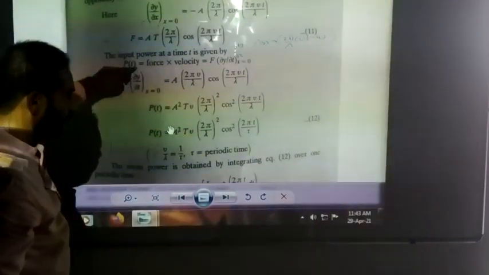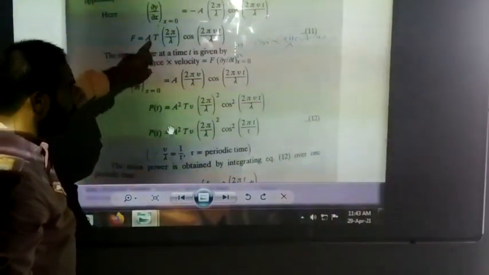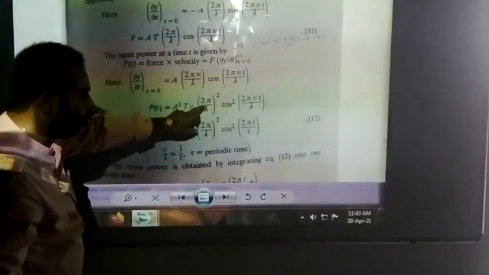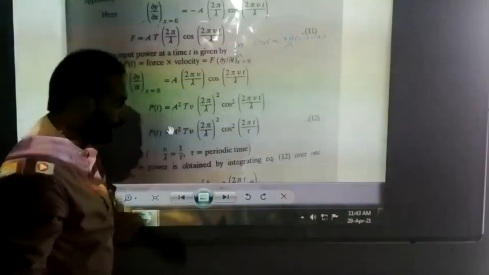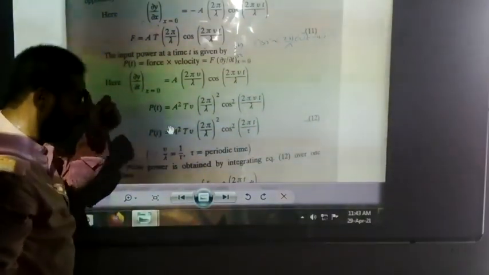Power. Okay. Now power is equal to how much? A into a square nu v, 2 pi by lambda whole square, cos square 2 pi vt by lambda. Okay, this is the power we got.